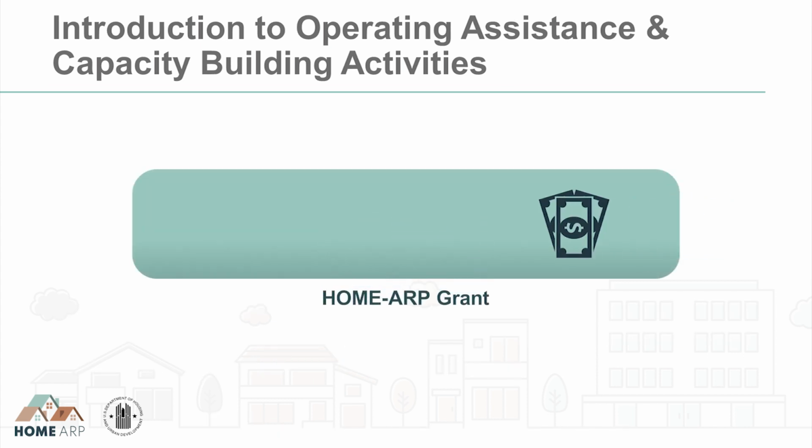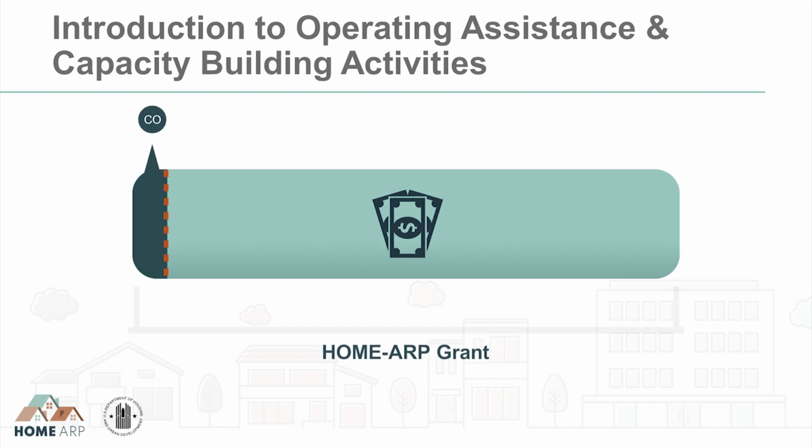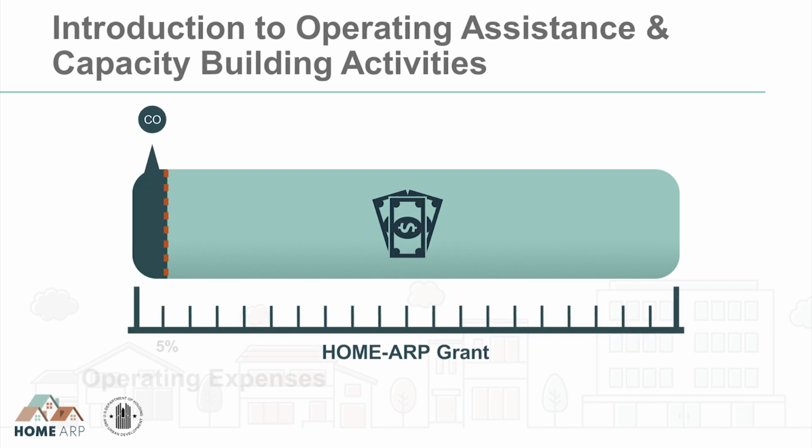A PJ may provide up to 5% of its allocation to nonprofit organizations for eligible operating expenses. It may also provide up to an additional 5% of its allocation to nonprofits for capacity building.